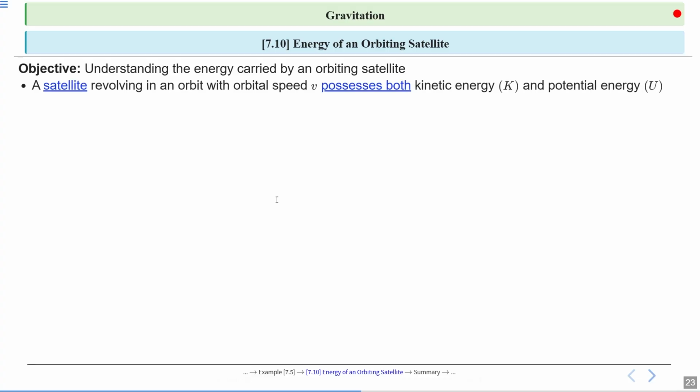Considering a satellite revolving in an orbit with a certain speed v, this satellite possesses both kinetic energy denoted as K and potential energy denoted as U. So kinetic energy is K equal to half mv square, where m is the mass of the satellite and v is the orbital speed.